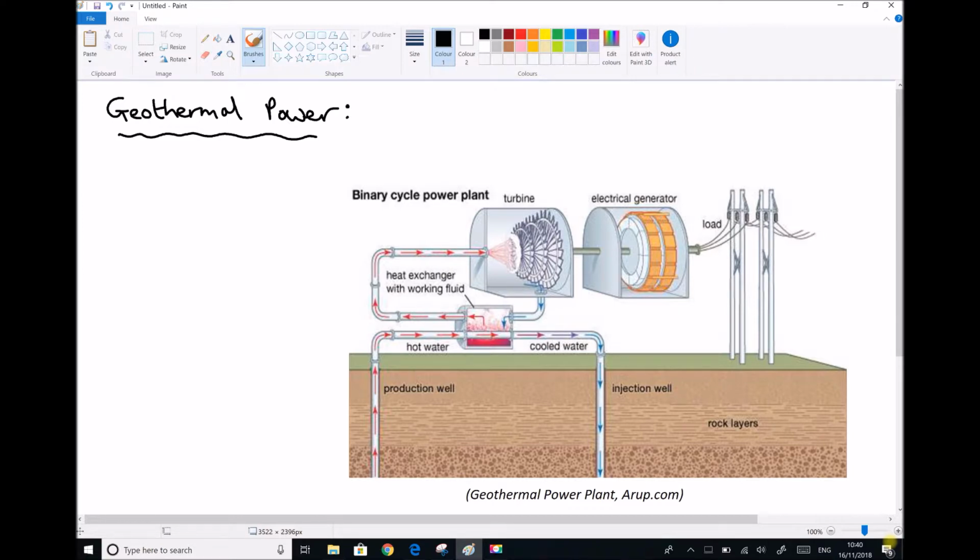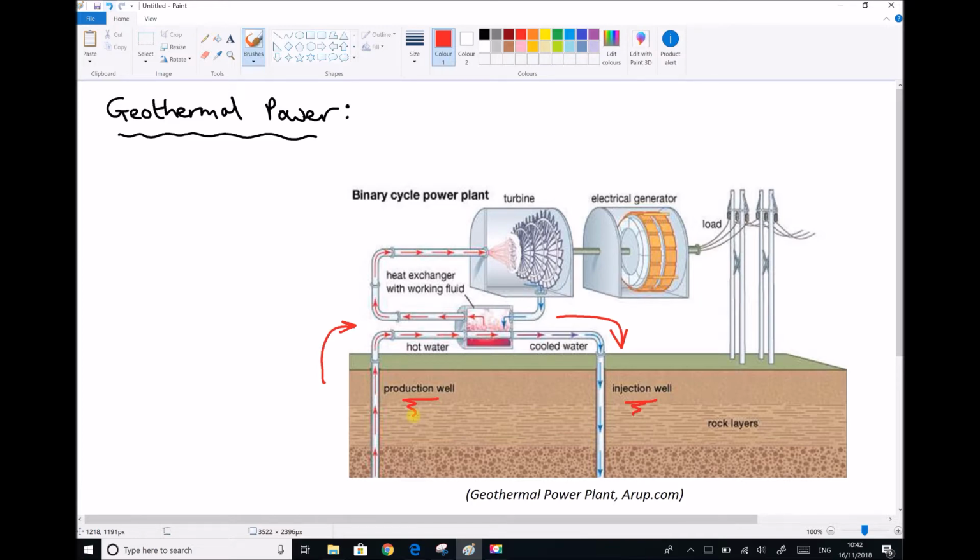Well, in this case, we actually have two working fluids. The first working fluid is water. And we can see on our diagram here that cooled water is injected below the Earth's surface through an injection well. Now, that cold water is going to travel down into the geothermal reserve where it's going to become heated. And what we're going to end up with is hot water, or steam, exiting through the production well. So we have our injection well where the water enters, and we have the production well where the water or steam exits. So now our water has absorbed energy from the geothermal reserve.